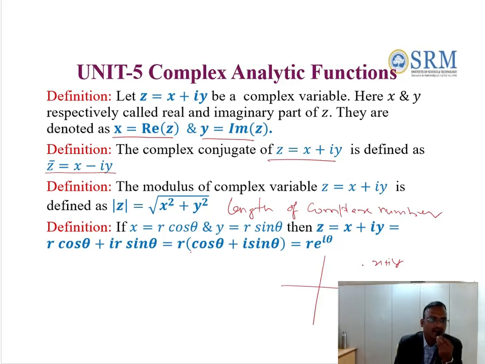Then the remaining is r into cos theta plus i sin theta, which is equal to r into e power i theta. Now by using the Euler formula, what is the Euler formula? e power i theta is equal to cos theta plus i sin theta. So we can write z equal to r into e power i theta. Okay, right.